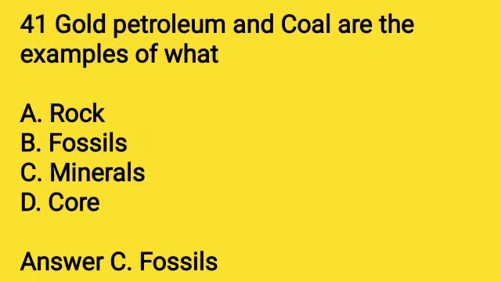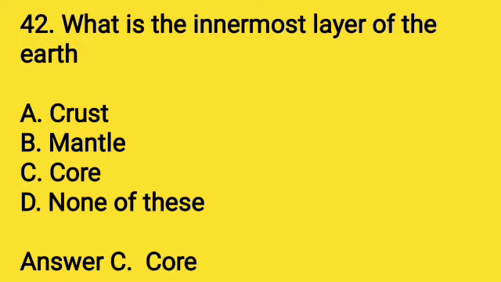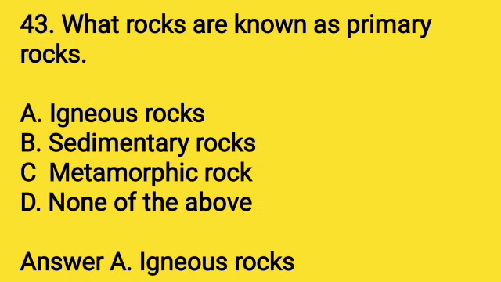41. Gold, petroleum and coal are the examples of what? A. Rock. B. Fossils. C. Minerals. D. Core. Answer C. Minerals. 42. What is the innermost layer of the Earth? A. Crust. B. Mantle. C. Core. D. None of these. Answer C. Core.